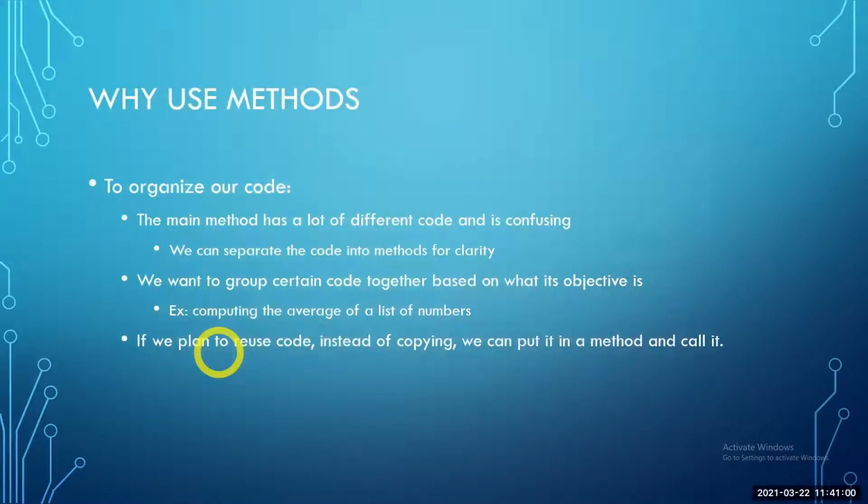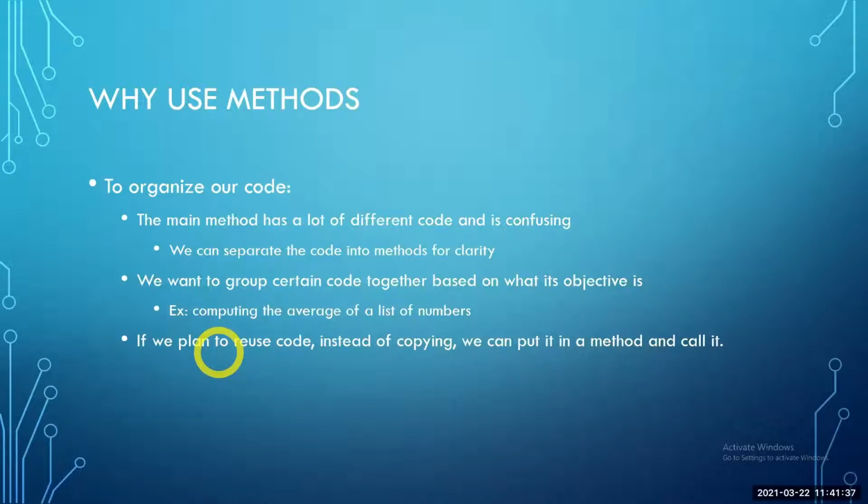So why do we use methods? Again, the main method has a lot of different code and is confusing. So we can separate our code into specific operations: compute the average, convert user input, convert dollars. We can add that to a separate method so we can make our main method a little bit cleaner and a little bit more concise. We also may want to group certain code together based on what the objective is, like I was saying, compute the average or convert USD to yuans.